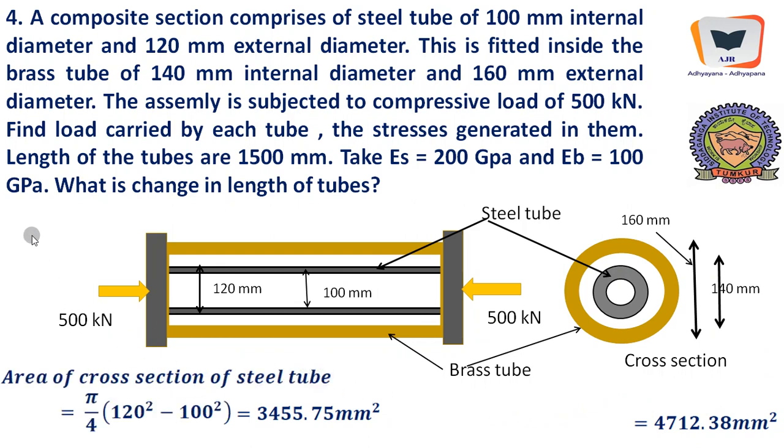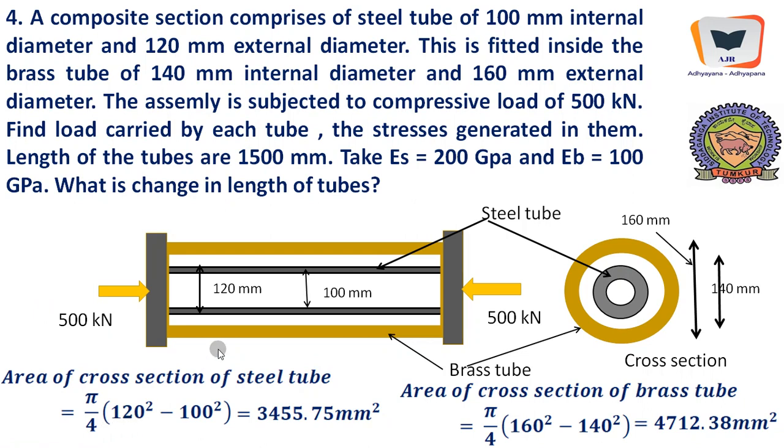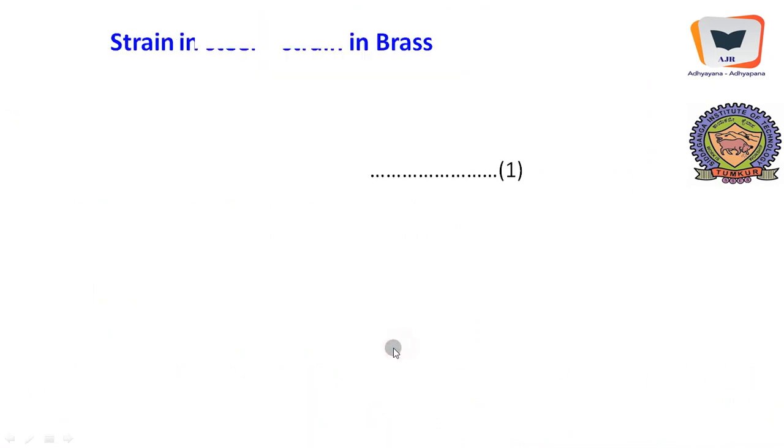Area of cross section of the steel tube is pi by 4 into 120 square, outer diameter square, minus inner diameter square, in order to get this particular area of cross section. It happens to be 3455.75 millimeter square. Area of cross section of the brass tube is pi by 4 into 160 square minus 140 square. We will get the annular space area of this particular cross section. So that happens to be 4712.38 millimeter square.